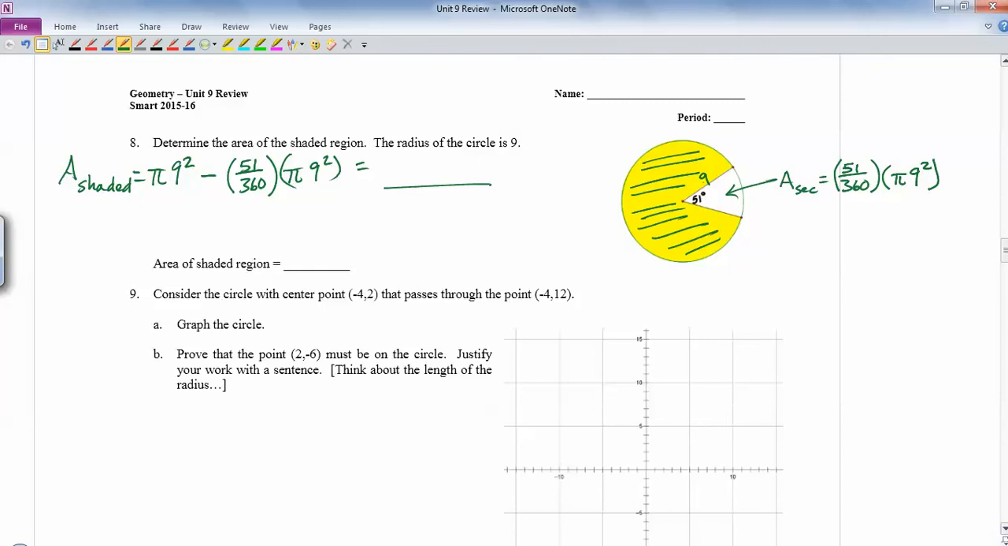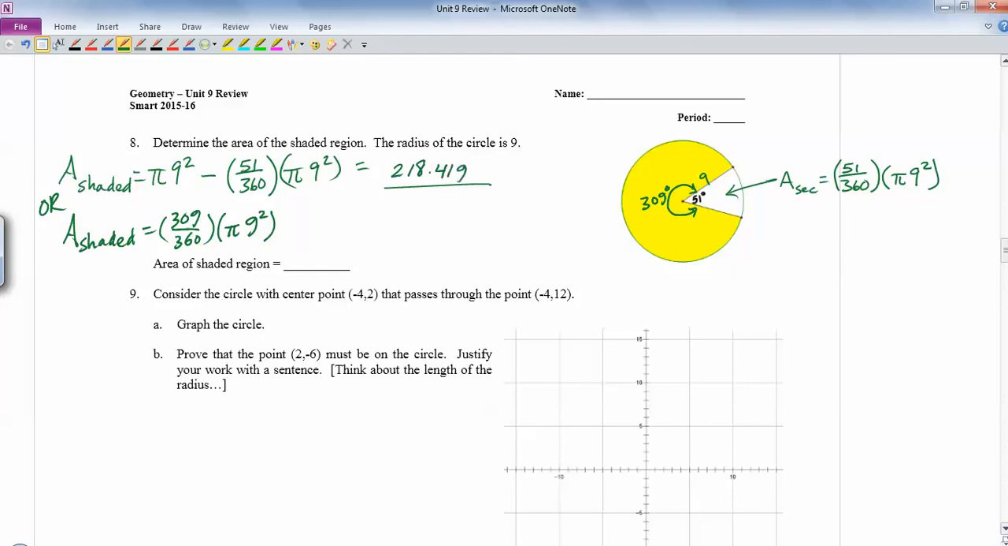Or you could do it another way. You could think of this whole shaded region as a sector. It is a slice of the pie. It's just a gigantic slice that happens to be 309 degrees big. So you could also say the area of the shaded is 309 over 360. That's the percentage of the circle the shaded region takes up, and we want a percentage of the total area. Either way you work it out, you're going to end up with 218.419. So that's the area here, 419.